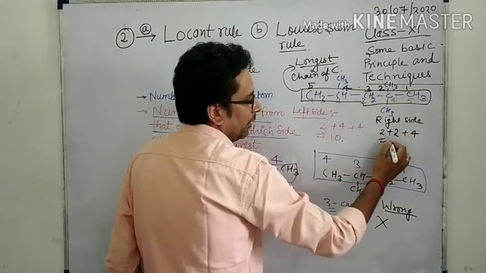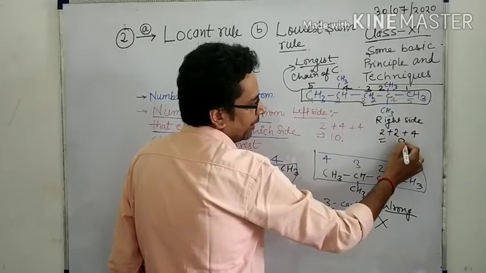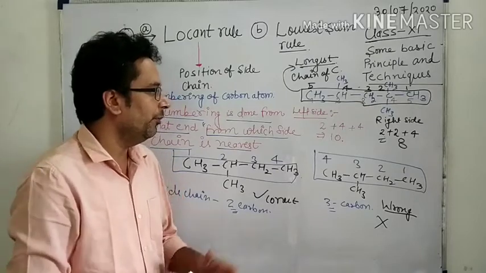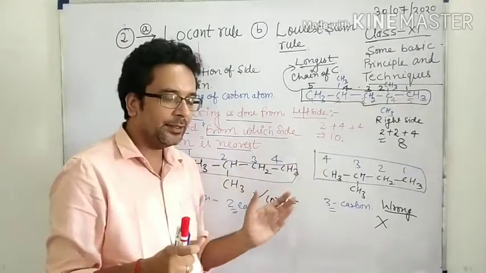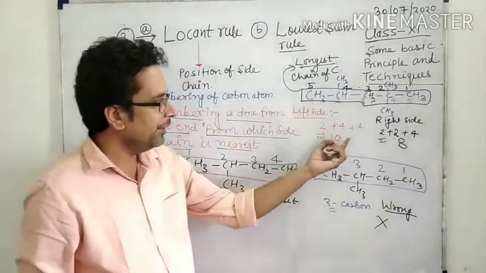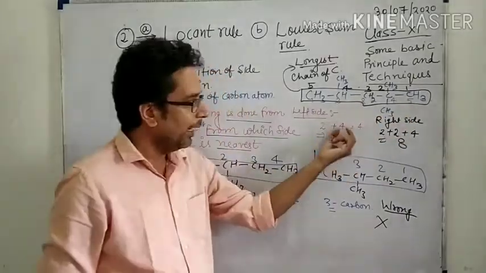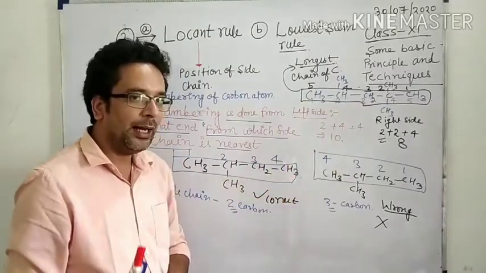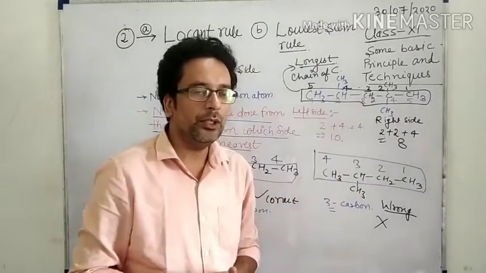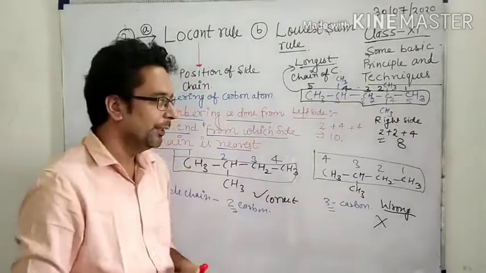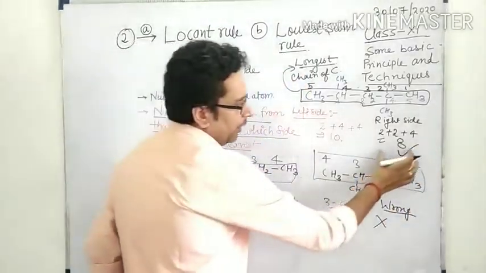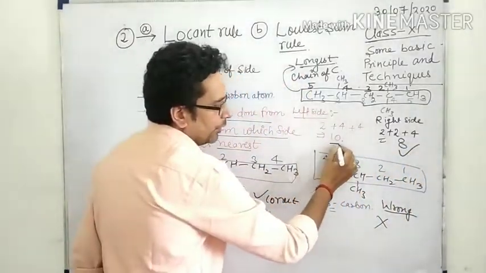Now total 4 plus 2, 6, 6 plus 2, 8. Okay, so when we give the number from the left side, we add the position of the substituent and obtain 10, and when we give the number from the right side and add the position of the side group, it comes to 8. Which one is the lowest? This one is the lowest compared to this.